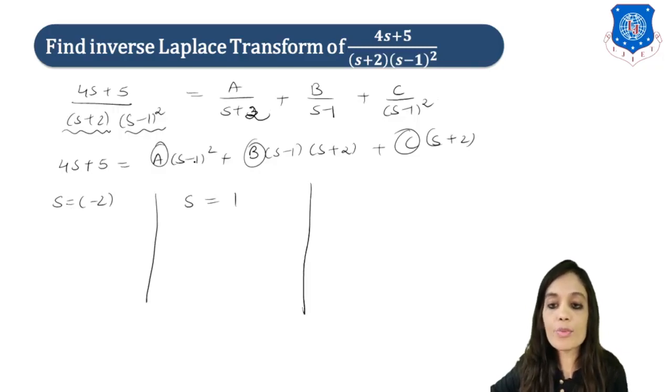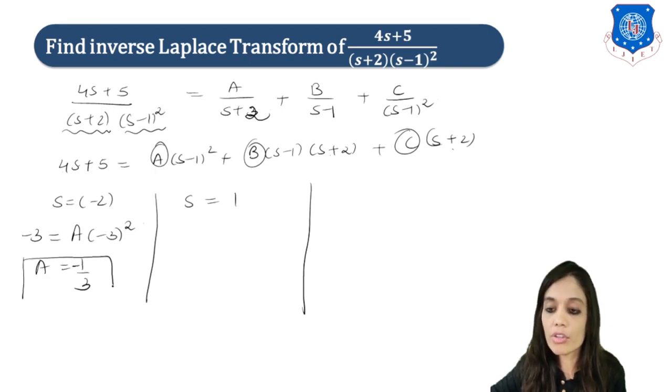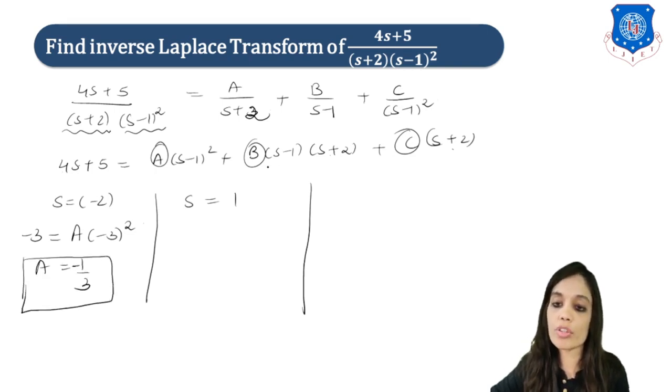So firstly let us put these two values. If I put s is equal to minus 2, here it will become minus 8 plus 5, so minus 3 is equal to a into, if I put minus 2 right here, it will be (minus 3) whole square. Fine. This will go to 0. This will also go to 0. So the value of a will be what? Minus 1 upon 3. Right. So the value of a is minus 1 upon 3.